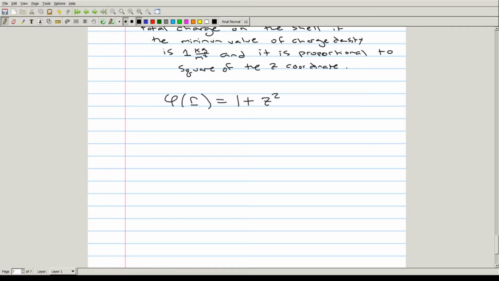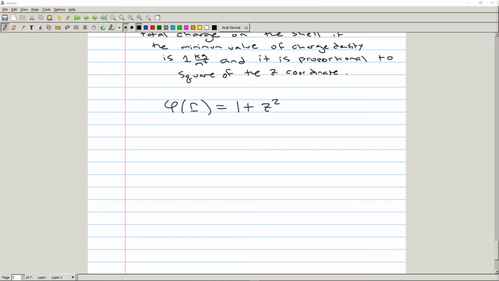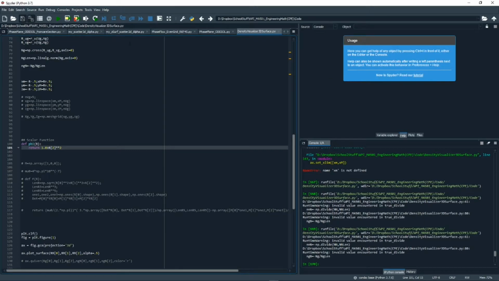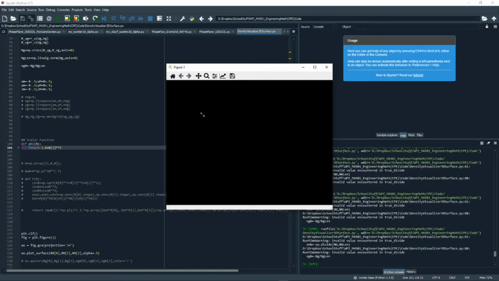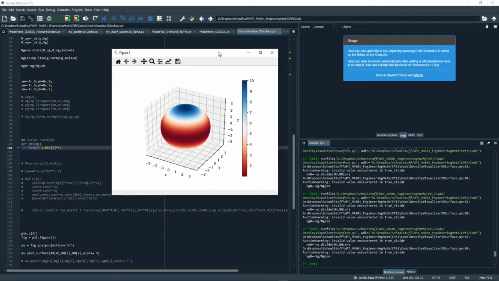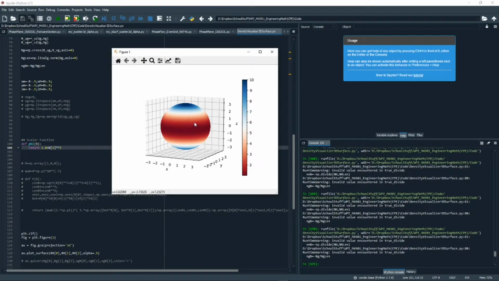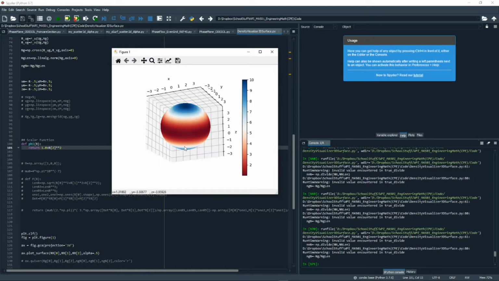If we go through and make a plot of this, specifically, if we plot what this is going to look like, it exactly looks like this, where the minimum charge density here is 1. That's this dark red. And as we go up, the charge density gets larger and larger until it hits its maximum value right here at the highest point on the sphere. And same thing with the lowest point in the sphere, because it depends on z squared.